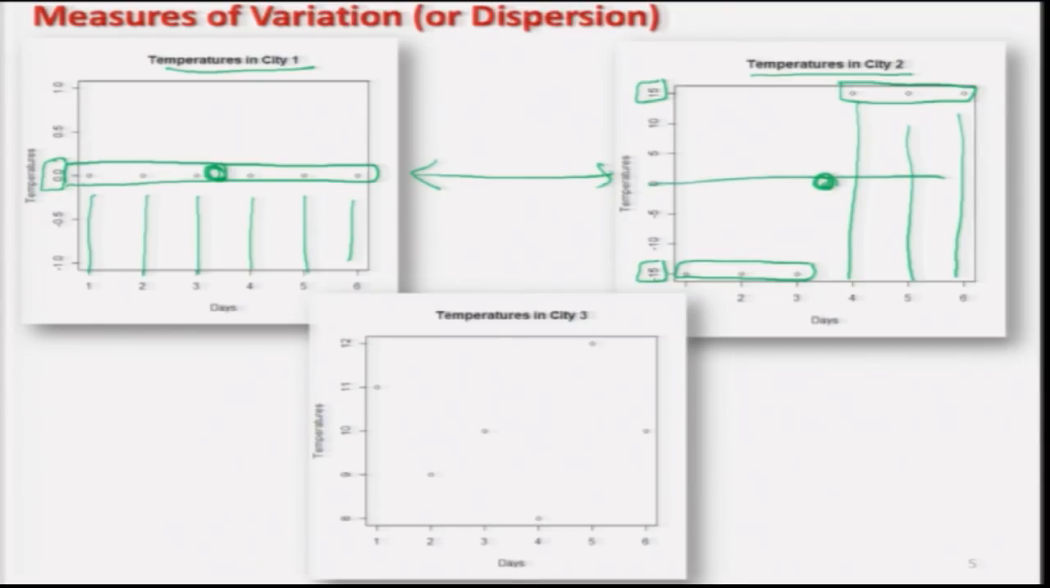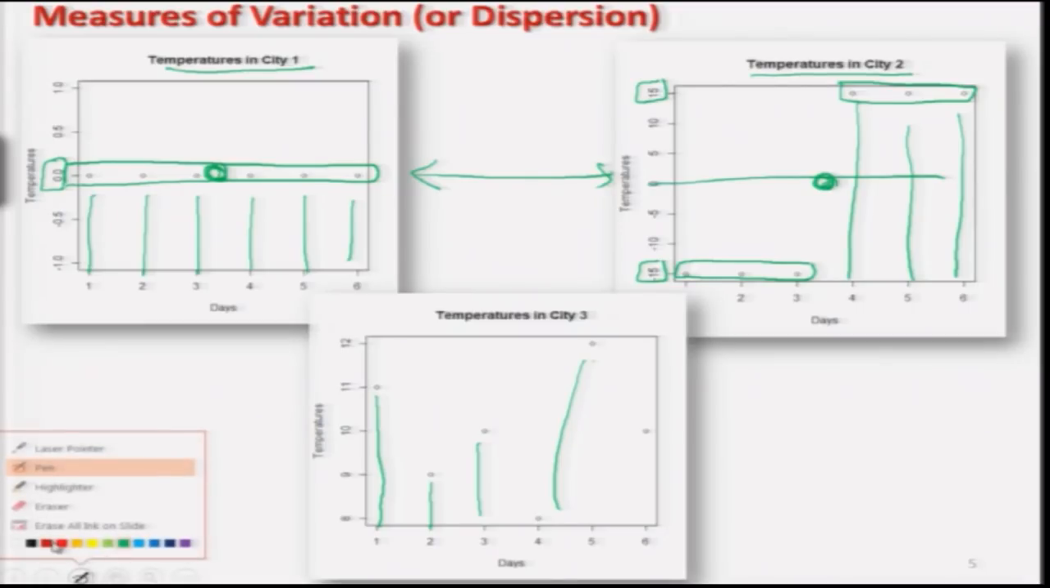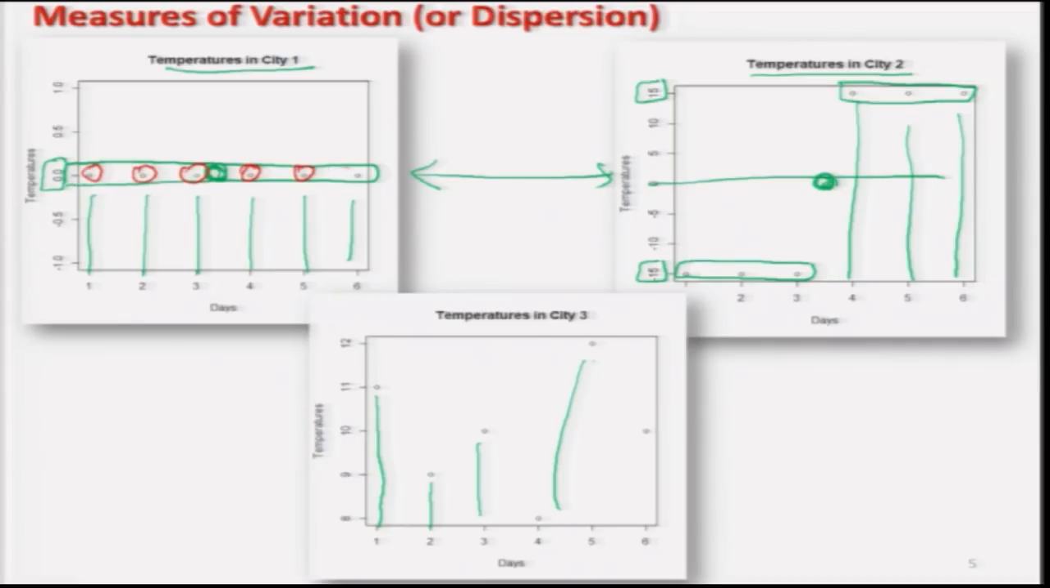But if you see such a diagram for city 3, on day 1 this shows that the temperature is 11, day 2 it is 9, day 3 it is 10 and so on. So if you look at this pattern, don't you see that the points here are scattered in different places? For example, you can see this in figure number 1, figure number 2, and figure number 3.